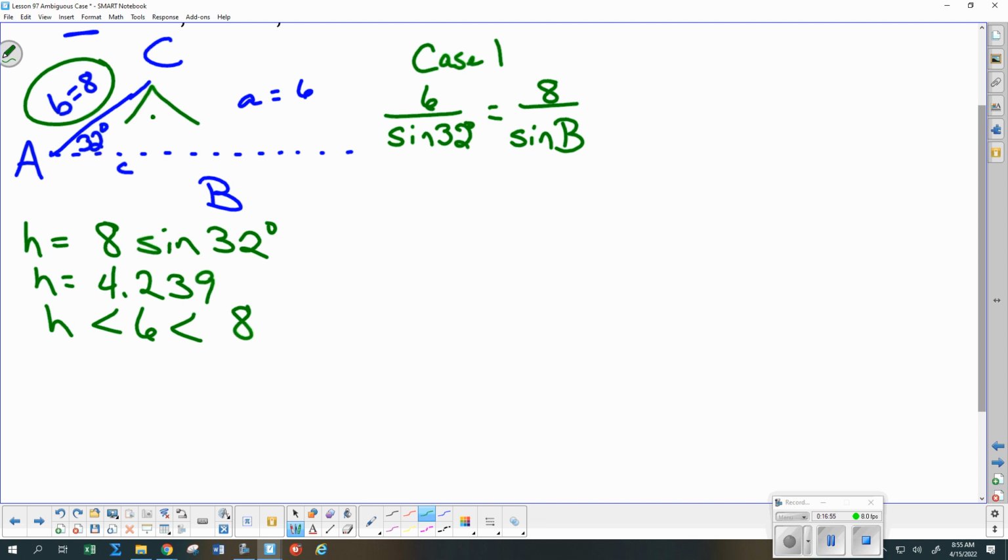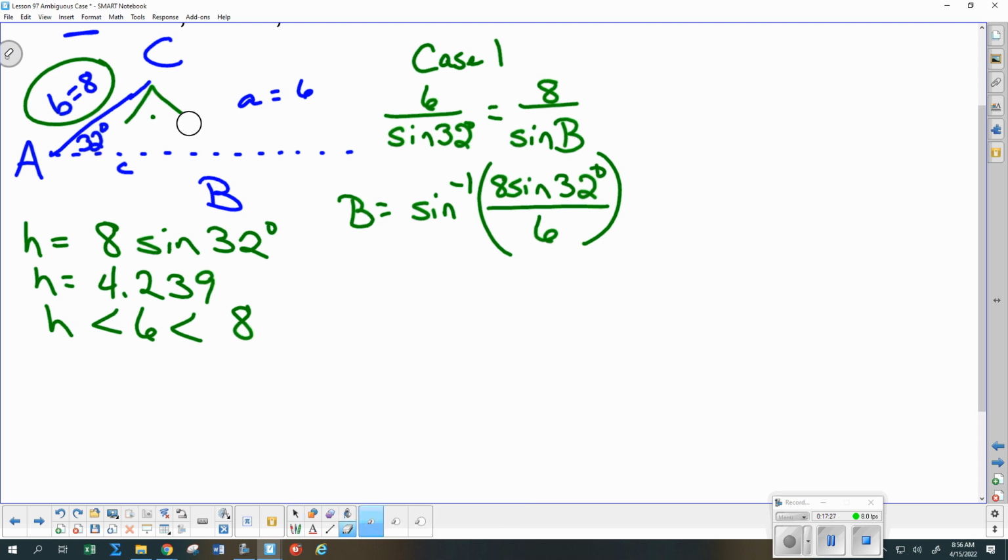Need to solve that for B, so let's see, 8 sine 32 degrees equals 6 times the sine of B, so sine of B is that divided by 6. So B is the inverse sine of 8 sine 32 over 6. Paul, you have our first possible B? So our first possible B is 44.956 degrees, and you need to store that.